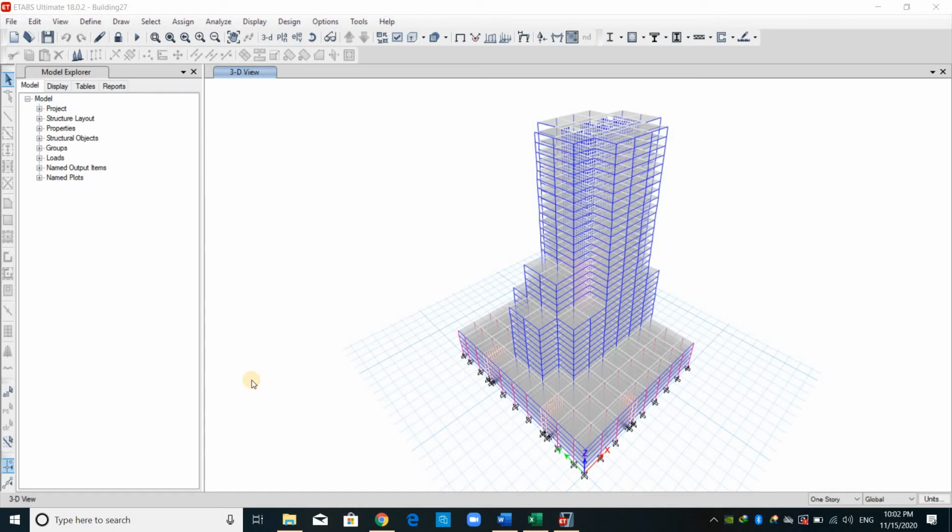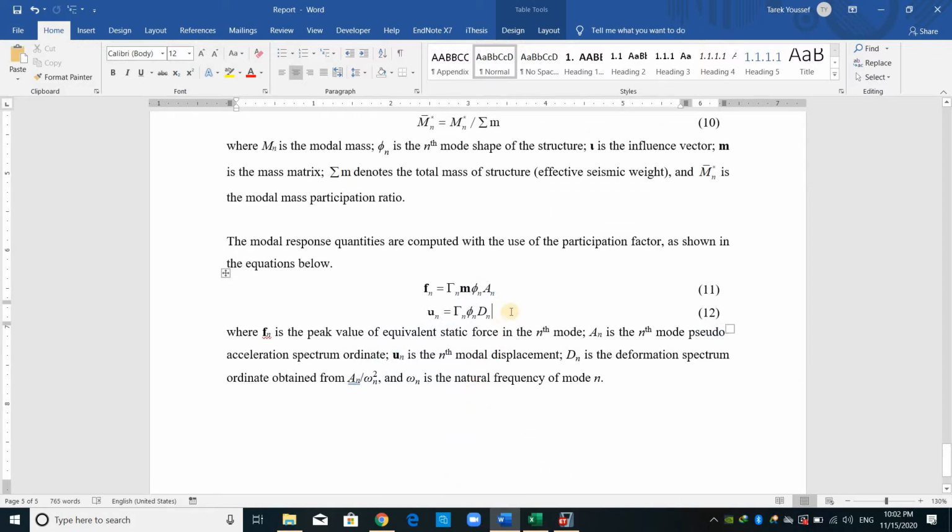Hello everyone, today I will show you how to compute the demand forces of response spectrum analysis using hand calculation, and I will compare my result to ETABS results. Going to this Microsoft Word, as shown here, we need to use these equations to compute the response quantities. The first equation shows the equivalent static force, and the second equation is used to compute modal displacement.